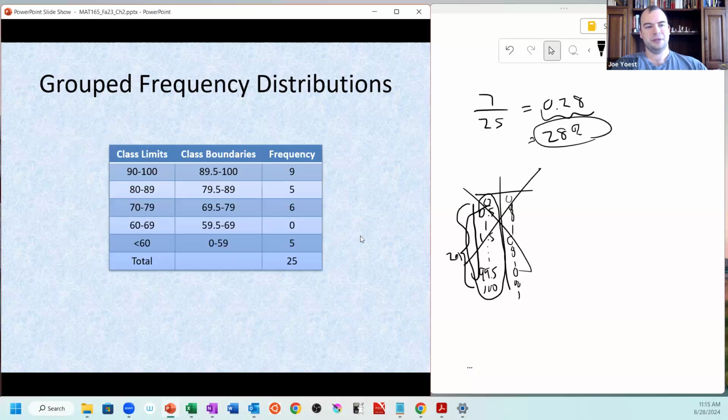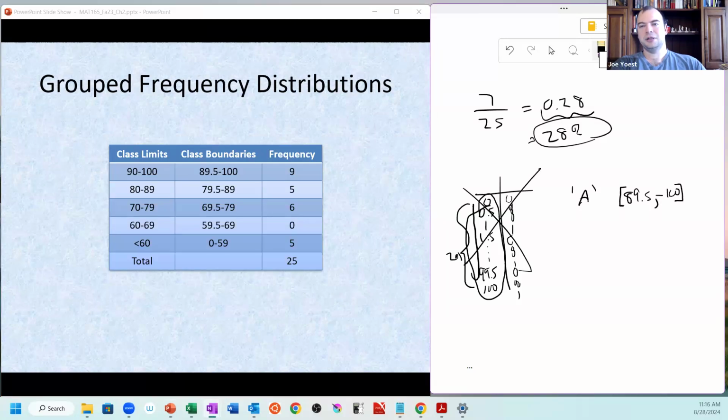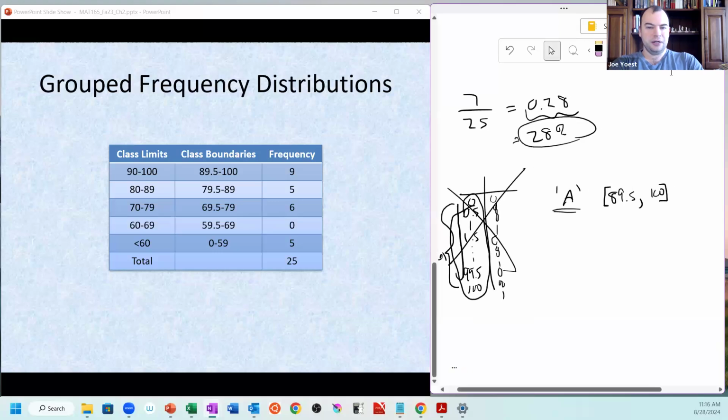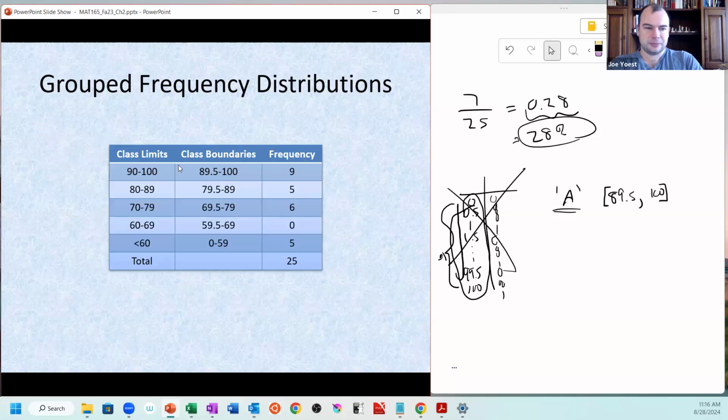Maybe I can do something like this. I can say, my A grades are represented by, say, 89.5 to 100. And here I'm thinking of this as a closed interval. So just to be precise about that, I'll put little closed interval brackets on it. These are my, say, A grades. And what I do is I count up all of the data points that have a value between 89.5 and 100. So 88.5, that doesn't make the cut. Neither does 78, but say 95 down here, that does. 100 does, and so on. So as I go through, I find that there are 9 A's. There are 9 data points that fall into this first class.